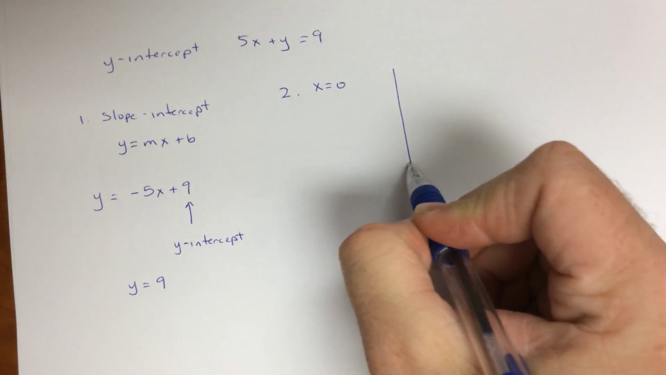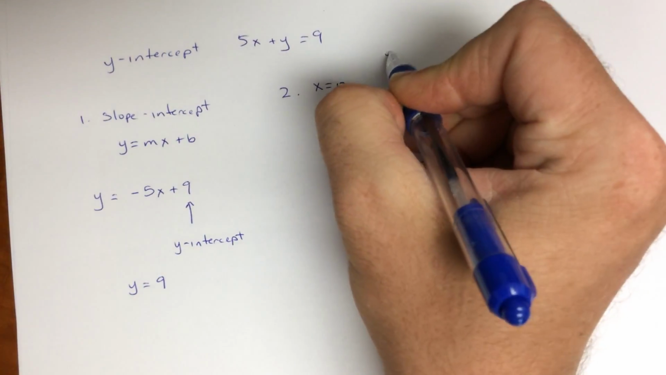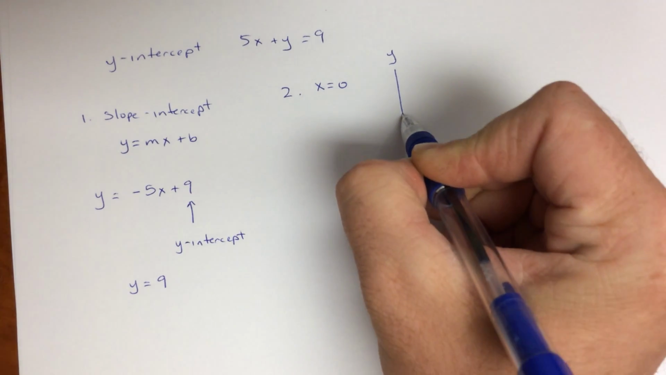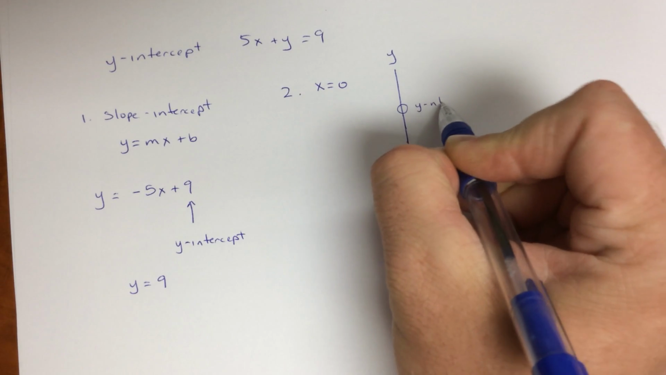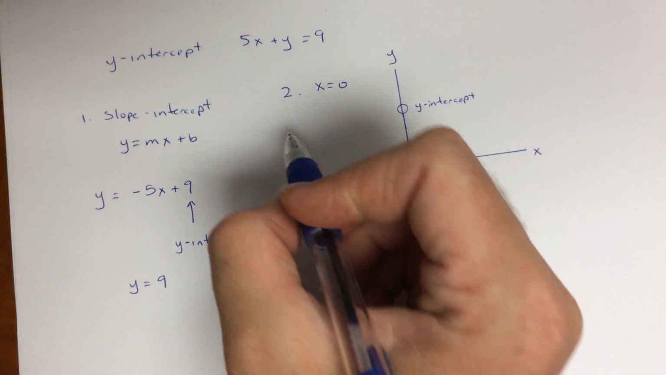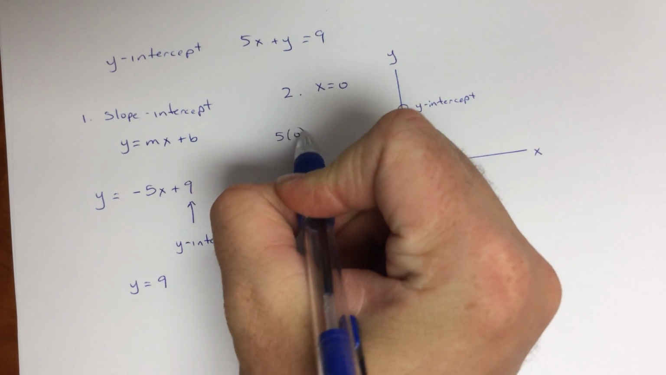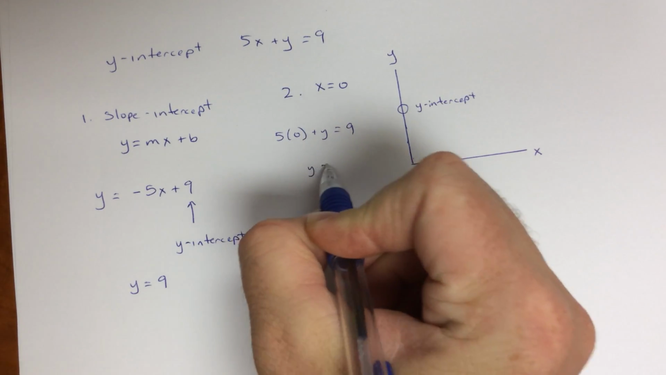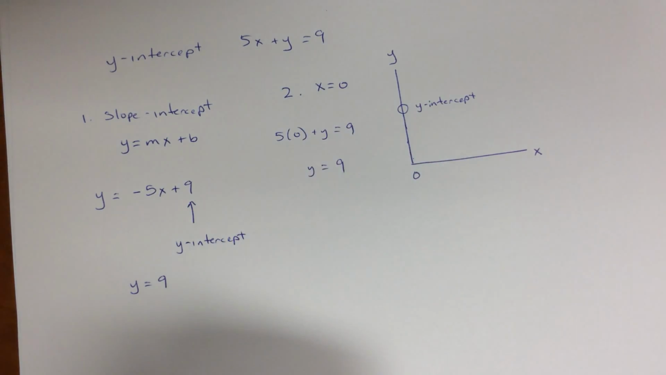And that's the case because if here's our x value and here's our y, when x is 0, then that'll tell us exactly what our y-intercept will be. So if I set x equal to 0, 5 times 0 plus y is equal to 9, I get y is equal to 9 as my y-intercept.